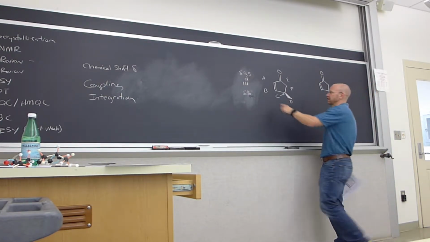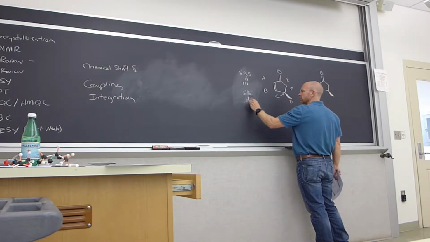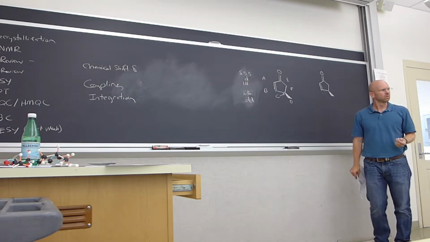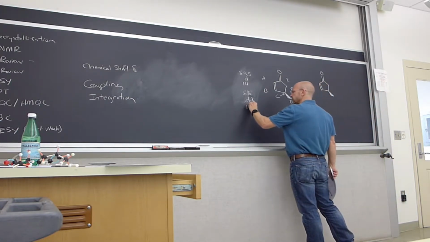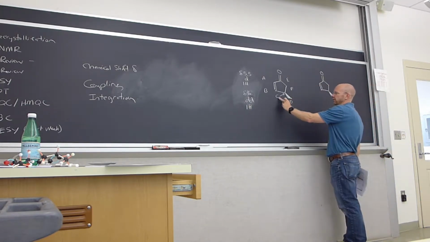A doublet of doublets, right. It has 2 groups neighboring. They each have 1 proton. We would call that a doublet of doublets. And then integration? 1 hydrogen. Everyone comfortable with that assignment? Okay? Good. It seems like you have this stuff down.